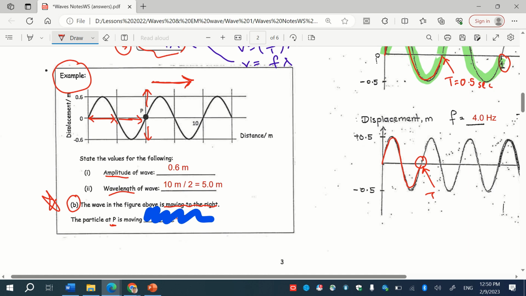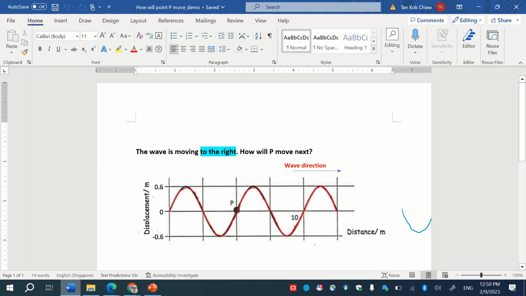If the wave is moving to the right, in the next second, will point P be moving up or down? There is a way to find out this answer, by superimposing the next wave. So I'm going to give you a quick demo now.